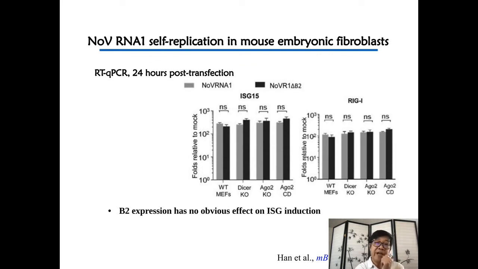We also measured interferon-stimulated gene expression in those wild-type and mutant cells before and after infection, and we find that B2 expression has no obvious effect on the induction of interferon-stimulated genes in either wild-type or RNAi defective lines of MEFs. So this further supports the conclusion that B2 enhances viral accumulation only by RNAi suppression, not by influencing the other interferon-regulated responses.